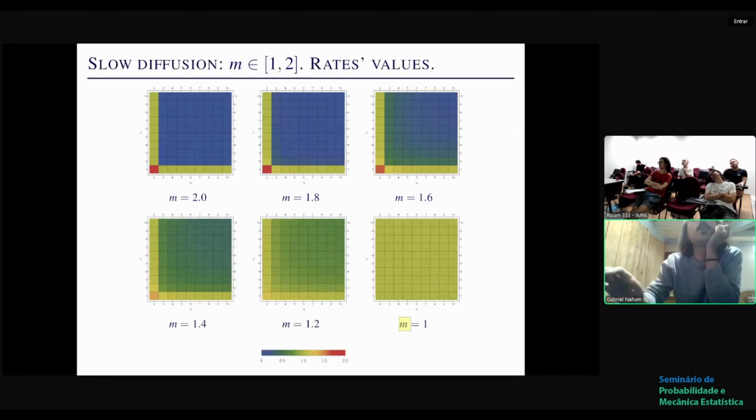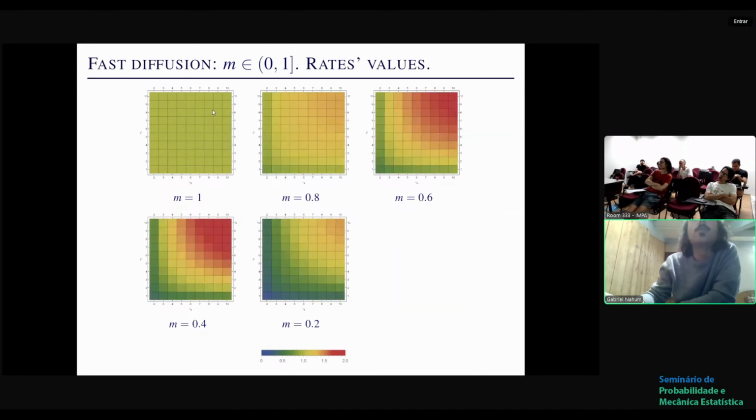If we have only one, either in the left or in the right, then we get 1 as a rate, and otherwise we have 0. And so our interpolating process models continuously this movement from m equals 2 to m equals 1, where we get larger and larger rates, so faster and faster diffusion. And as m goes from 1 to 0, we get this very fast diffusion. And in particular, the model is irreducible.